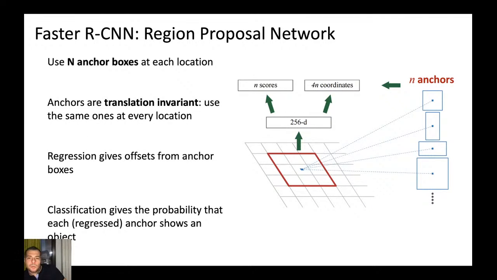In order to propose a variety of regions, they use a number of anchor boxes. These are predefined boxes. For each location in the image, they apply various convolutional filters that have various sizes. These simulate these anchor boxes, and these are translation invariant. So we have the same anchor boxes in each location of the image.